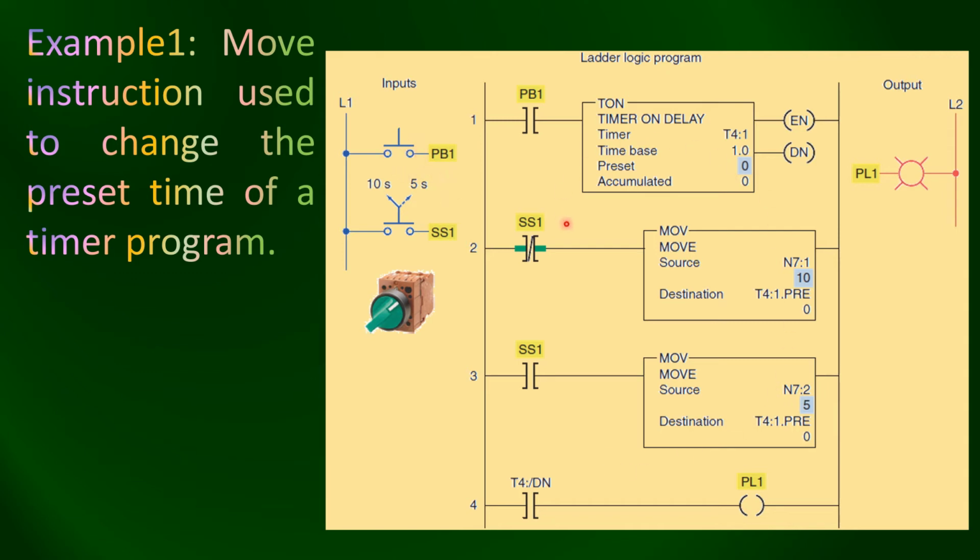Now, how is the present program working? When we select 5 seconds on the selector and push the PB switch for 5 seconds, the done bit becomes on, so the pilot light becomes on. On the other hand, when we select 10 seconds and push PB1 for 10 seconds, after 10 seconds or more, PL1 becomes on. But if we press it for less than 10 seconds, PL1 will not become on. Similarly, when we set it at 5 seconds and press the push button for less than 5 seconds, PL1 will not become on.